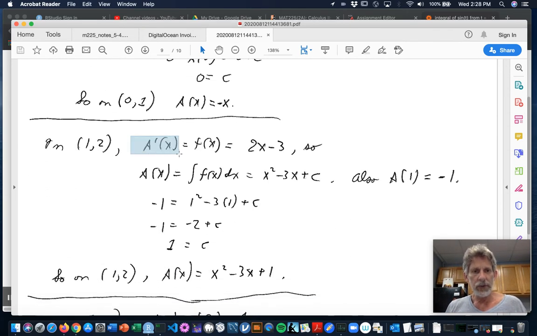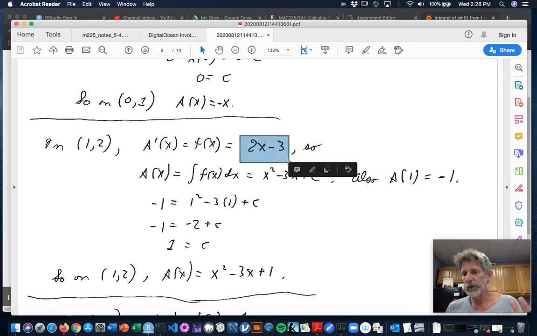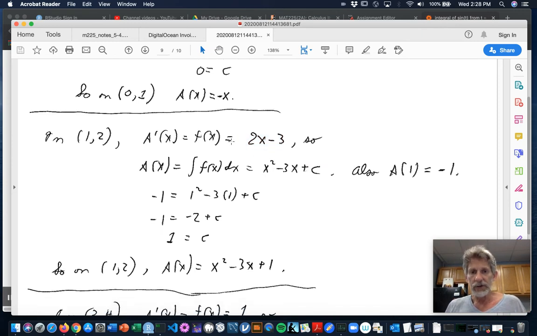Again, A prime has got to be little f. If I just get the equation for little f, knowing the two points on its graph, I find it has equation y equals 2x minus 3. I'm not showing that work here, I'm showing the results of that work. And so once again, A of x has to be one of the antiderivatives. So it's got to be x squared minus 3x plus some c, which I will determine.